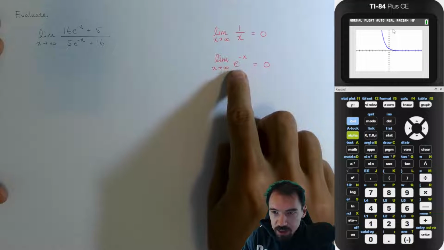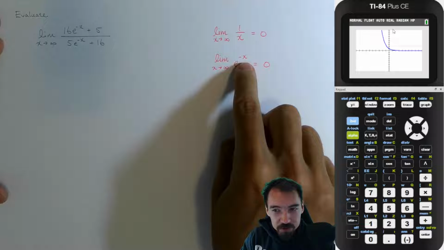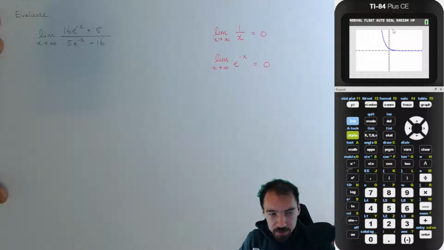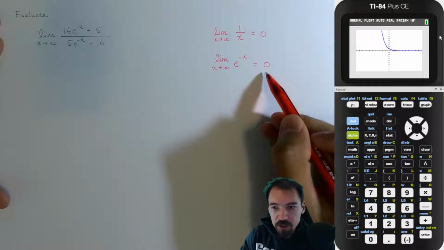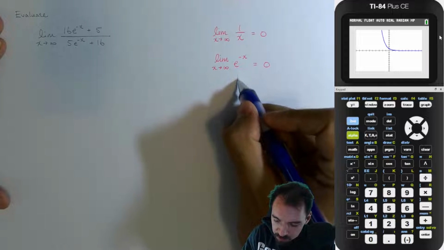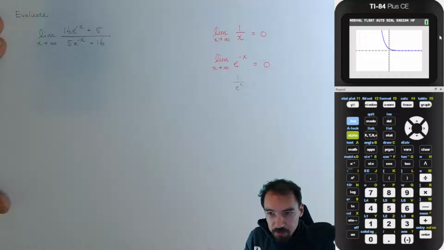Switching out e to the x for e to the negative x, we're changing the x variable to a negative x. That just flips the graph horizontally, so we get this behavior. So as x goes to a massively positive number, as we go out toward the right, the y value appears to be approaching 0. Now, the reasoning for this is e to the negative x is the same thing as 1 over e to the x, right? That's how negative exponents work.